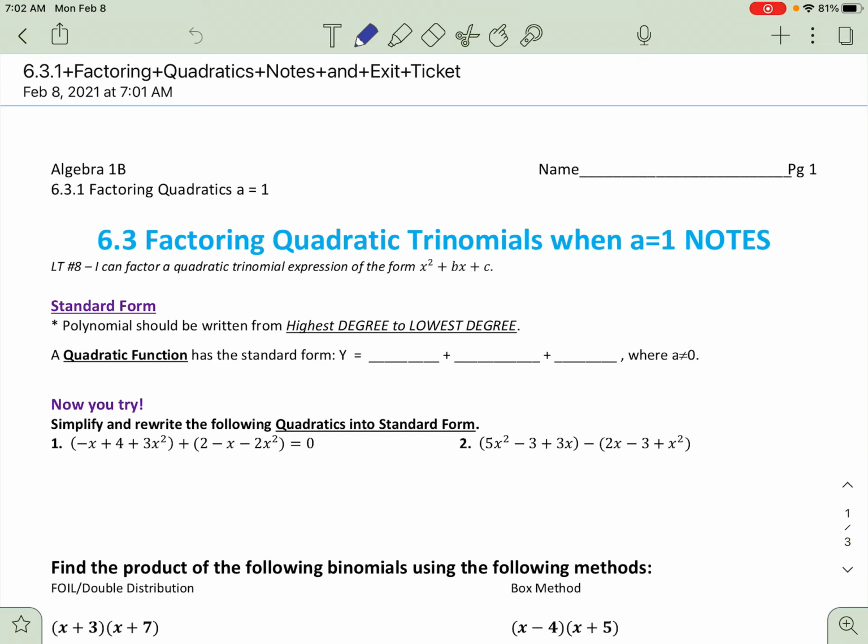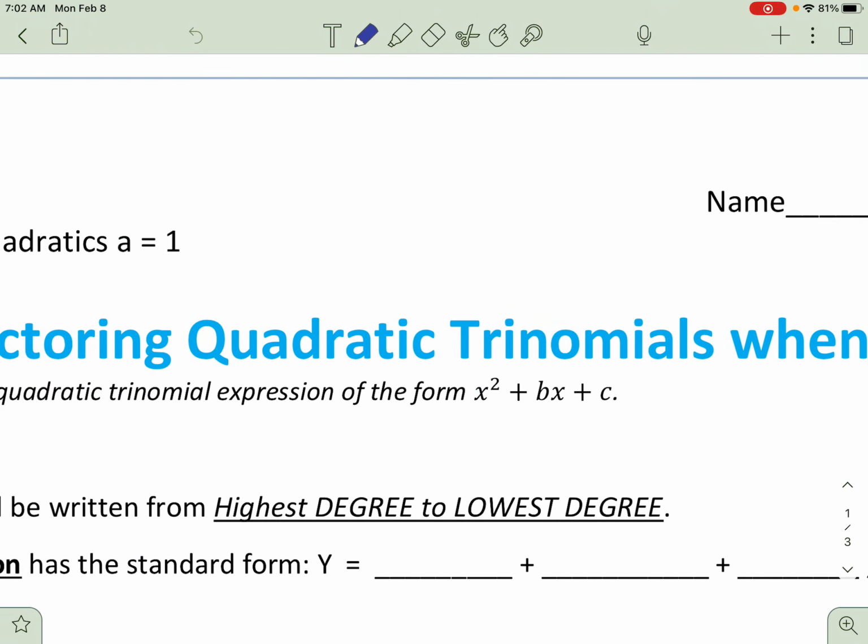Good morning, everybody. Today is Monday, February 8th, and today we are going to look at what's called factoring.